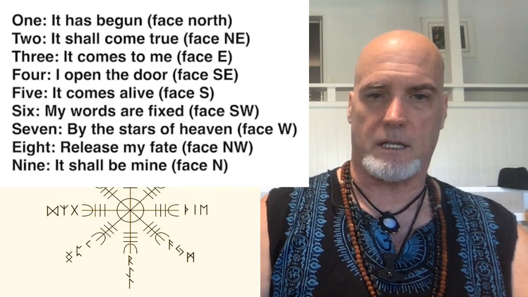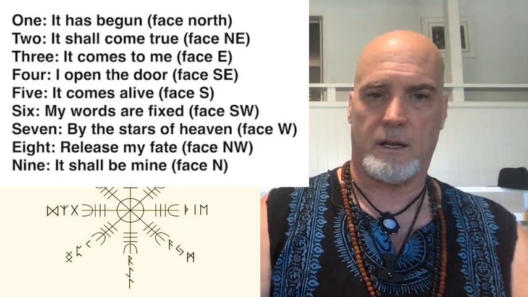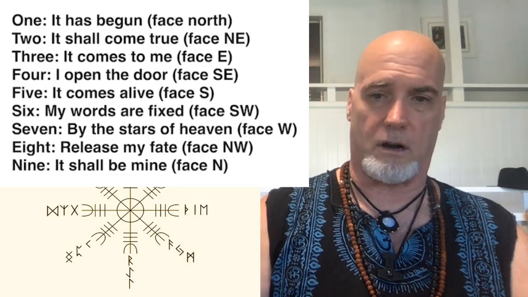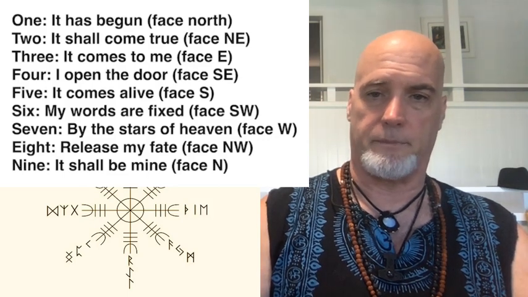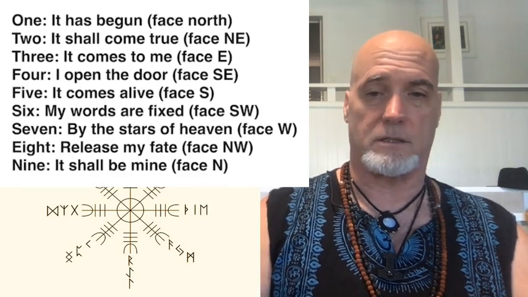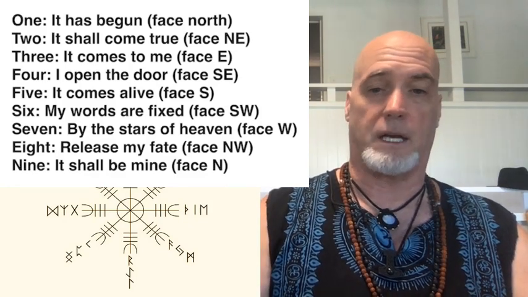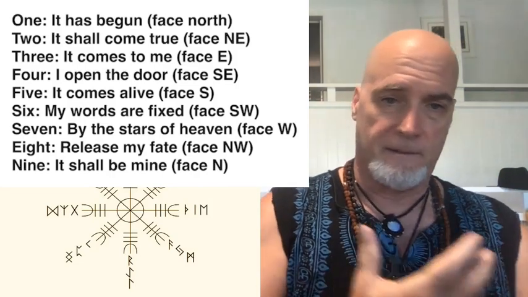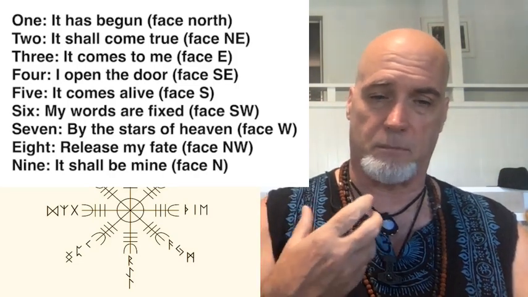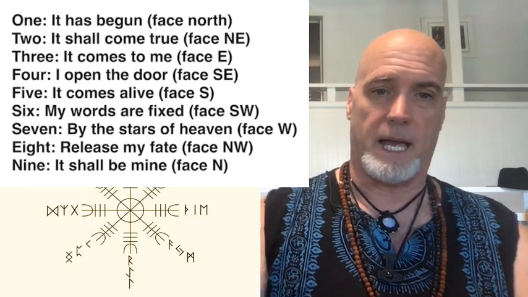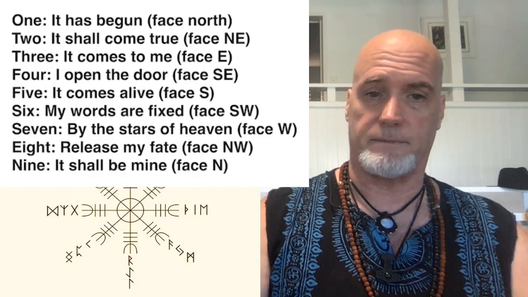So seven is by the stars of heaven. And I talked yesterday that there are seven stars in the Big Dipper. And so the Big Dipper is used in magic and Taoist rites to become immortal and do all kinds of things. So there's no coincidence there that the realm of the West, which is number seven, lucky number seven, has to do with the stars of heaven.